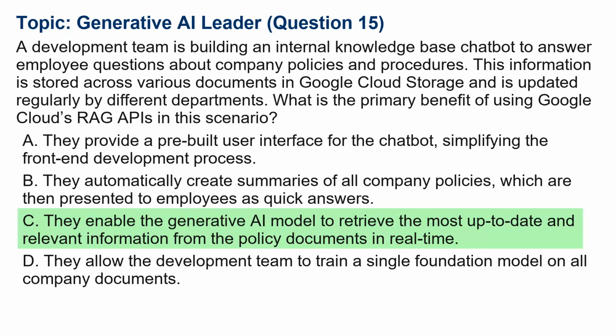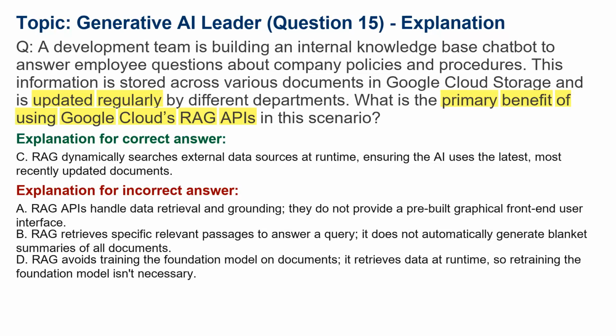The correct answer is C. They enable the generative AI model to retrieve the most up-to-date and relevant information from the policy documents in real time. To arrive at the correct answer, we focus on the keywords: updated regularly, primary benefit of using Google Cloud's RAG APIs. Why is this correct? RAG dynamically searches external data sources at runtime, ensuring the AI uses the latest, most recently updated documents.